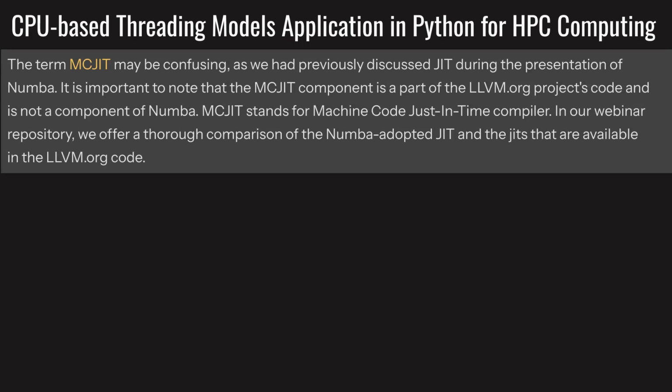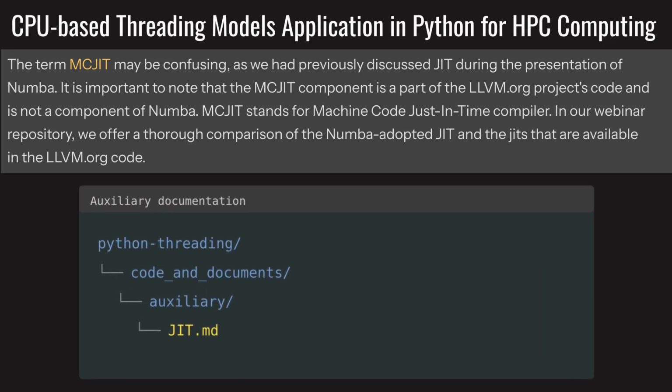The term MCJIT may be confusing, as we had previously discussed JIT during the presentation of Numba. It is important to note that the MCJIT component is a part of the LLVM.org project's code and is not a component of Numba. MCJIT stands for Machine Code Just-in-Time Compiler. In our webinar repository, we offer a thorough comparison of the Numba-adopted JIT and the JITs that are available in the LLVM.org code.